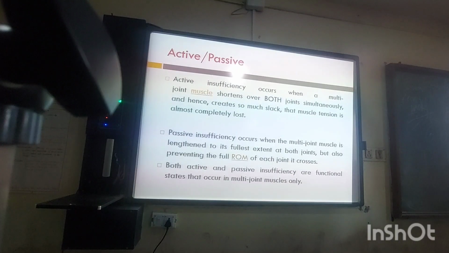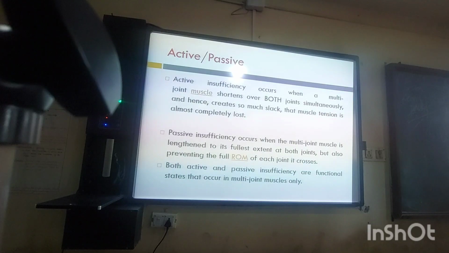At both the joints. So you can see here, I can give an example anywhere. We can say this is an example wherein I have taken the triceps. You can see passive insufficiency occurs when it is fully lengthened at both the joints. I have brought flexion and flexion on both sides. So the triceps is fully lengthened, but it also prevents full range of motion at each joint.